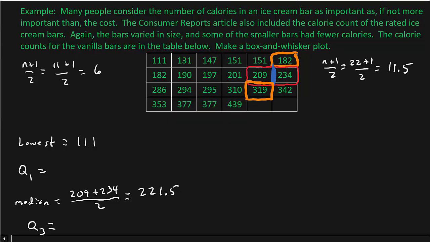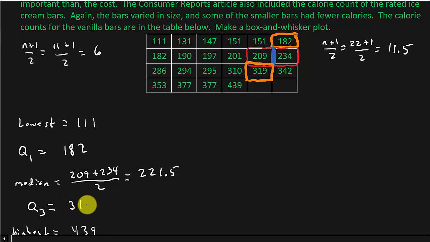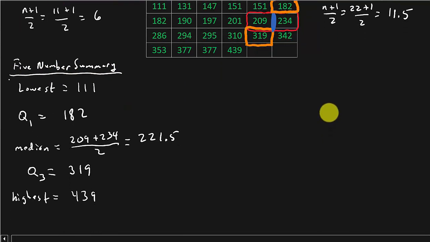So let's write those down. So this is 182 and this is 319. All right. So there's your 5 number summary. That's what we just found: lowest and highest value, Q1, the median, and Q3.